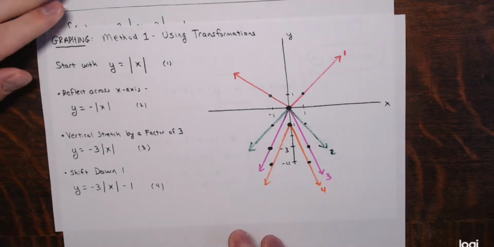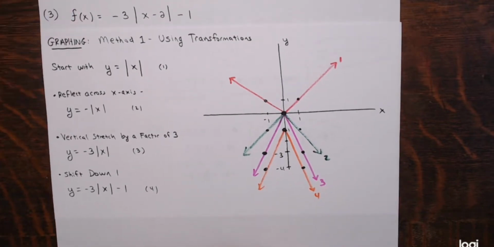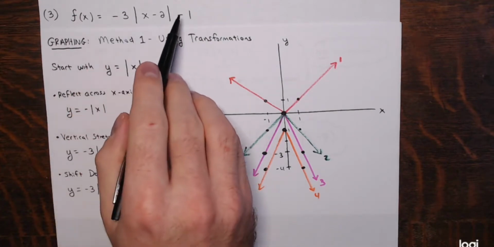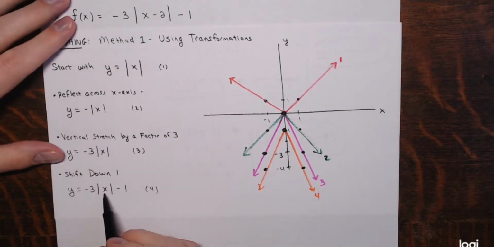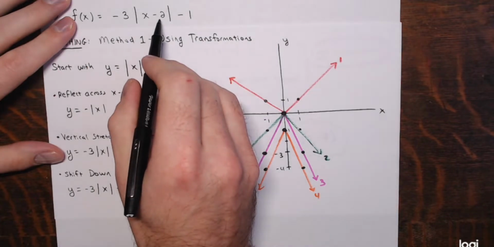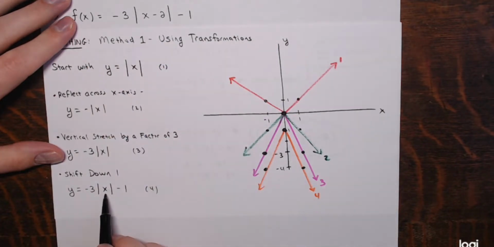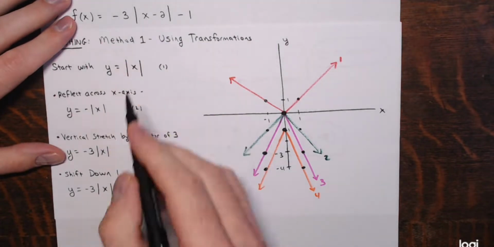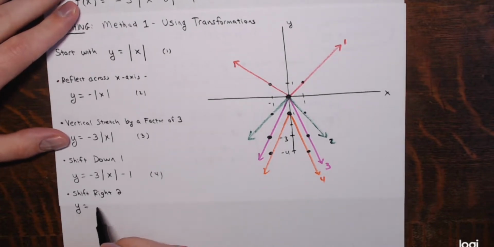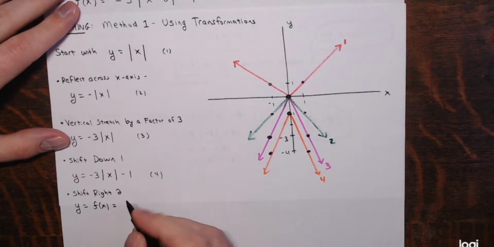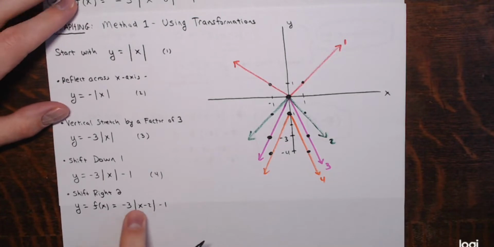And then finally, now I'm done with the vertical transformations, the stuff done outside the absolute value. Now let's go inside. The only thing I need to do now is replace x with x minus 2, to get the absolute value of x minus 2 instead of the absolute value of x. And hopefully you recall that if I replace x with x minus 2, that's going to cause a horizontal shift to the right 2 units. So we have y equals f of x. We have our f of x now, -3 times the absolute value of x minus 2, and then minus 1. This is what we wanted to end up with, right? F of x.